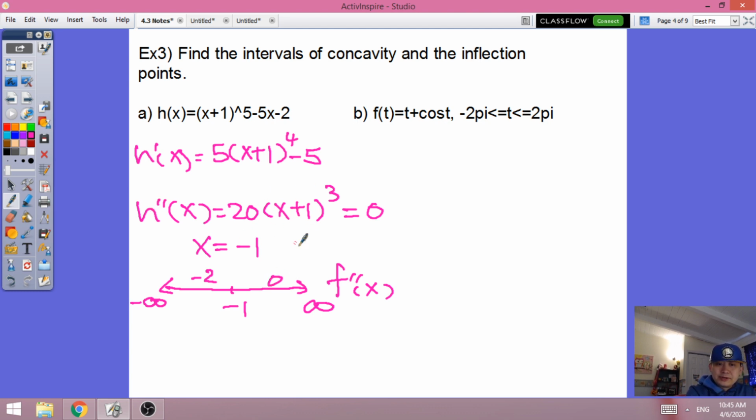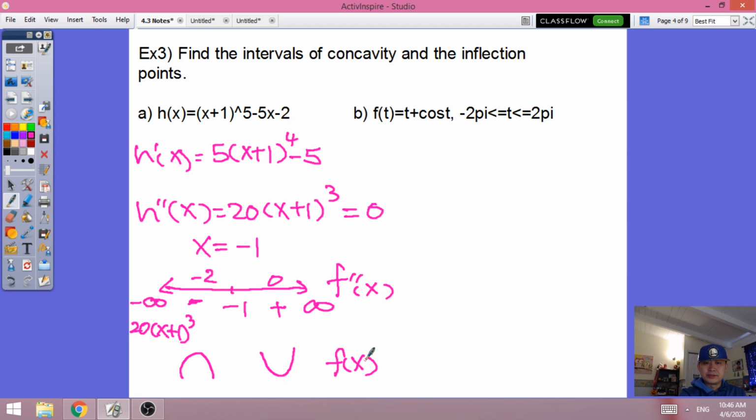We plug the numbers into the second derivative, 20 times x plus 1 to the power of 3, and find the result. Negative 2 plus 1 is negative 1. Negative 1 to the power of 3 is negative. Negative times positive is negative, so this one is negative. And then for 0, 0 plus 1, everything's positive, so it's positive. If the second derivative is negative, the concavity is concave down. So from negative infinity to negative 1, it's concave down. And from negative 1 to positive infinity, f of x is concave up.